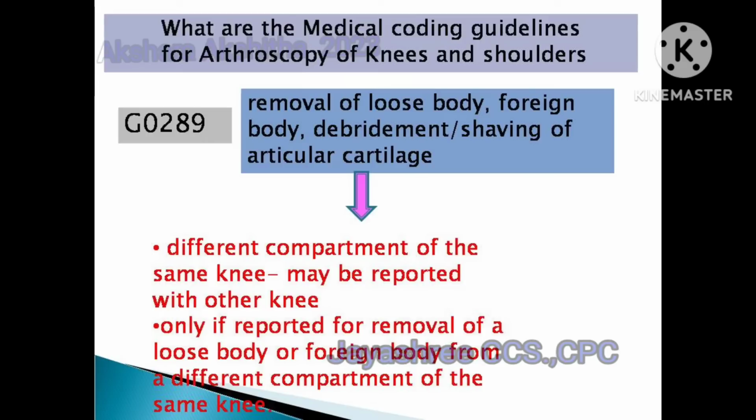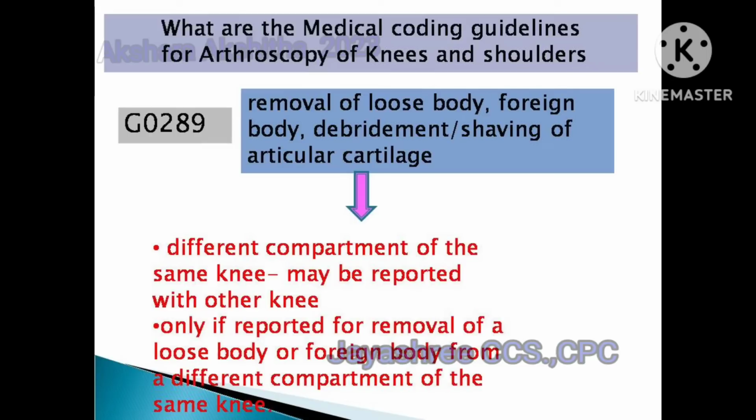Okay, so because 29880 and 29881 both have code descriptions saying debridement is included, whether in the same or a different compartment. So debridement is always included in that main procedure, but I am not talking about the debridement. So the code describes debridement also G0289, and removal of loose body also G0289.